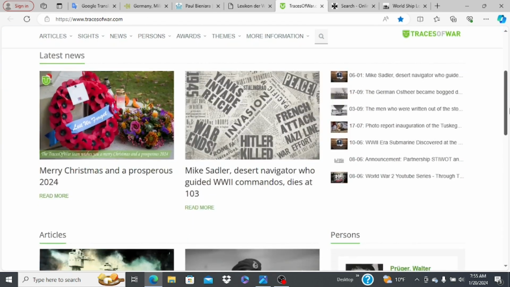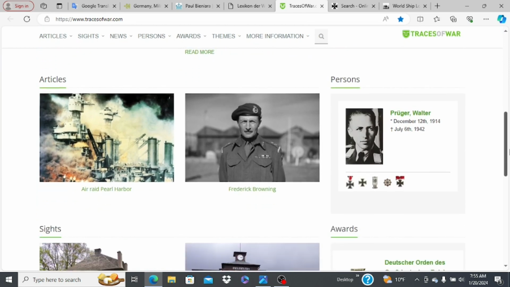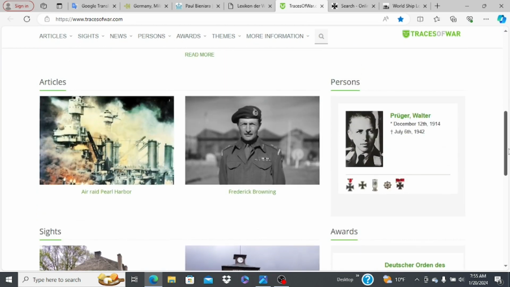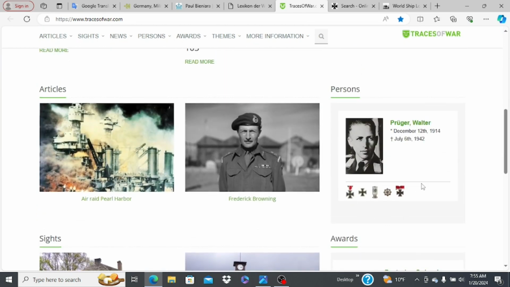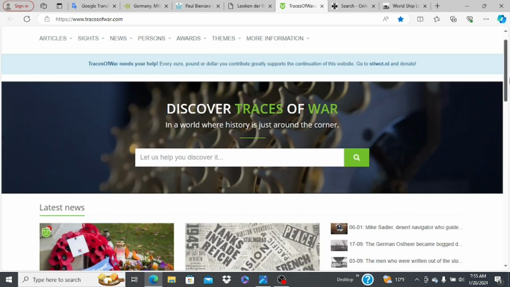Traces of War is okay. I haven't used it a ton, but basically they have pretty good listings of decorated German soldiers from World War II. So if I had a guy that had the German Cross in gold or the Honor Clasp, or I don't have a Knight's Cross card yet, but if I had somebody with a Knight's Cross, this is where I'd go to actually look up information on them, because they should have good info on dates and things.